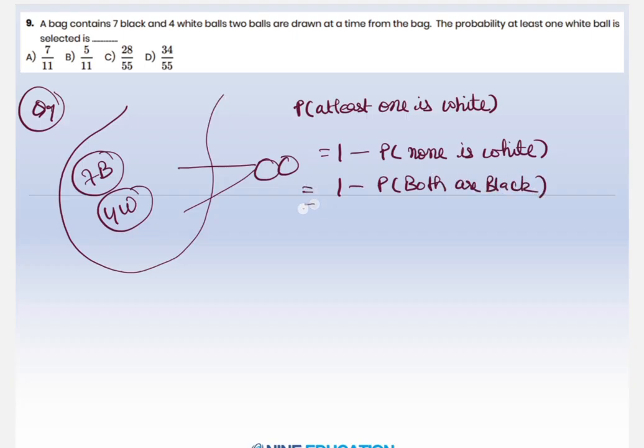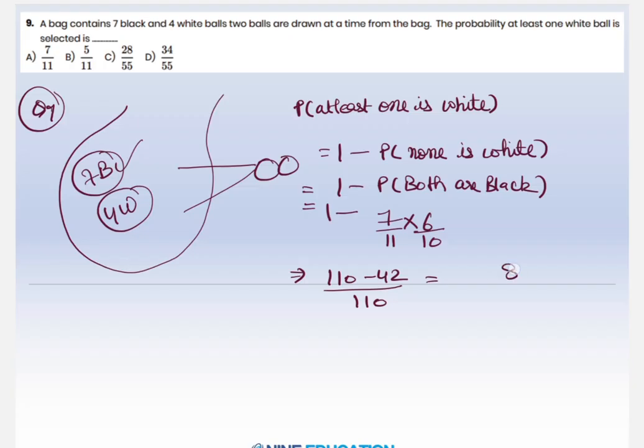Now if you want the probability both are black, let's collect first one ball. So the first ball's probability will be 7 by 11. The second black ball's probability will be 6 by 10. So this is (110 minus 42) by 110. That makes it 68 by 110. Okay, it is getting cancelled by 2. So this is 34 by 55. Option D.